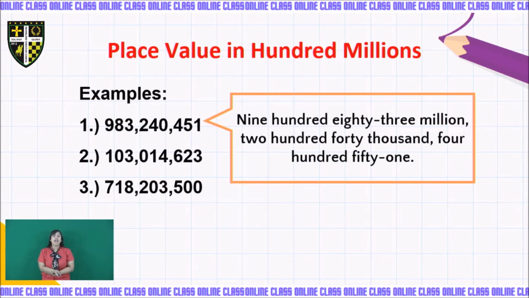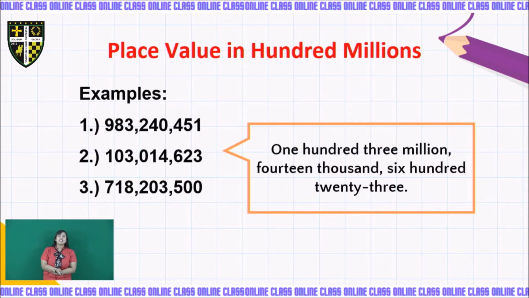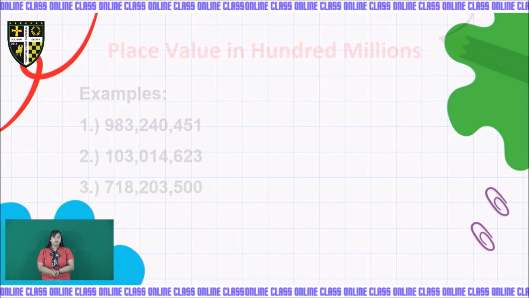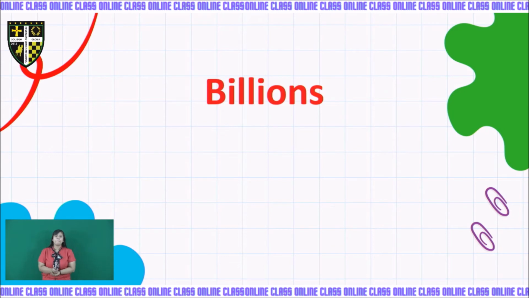So first one, we have 983 million, 240,451. Next one, 103 million, 14,623. And the last example will be 780 million, 203,500.